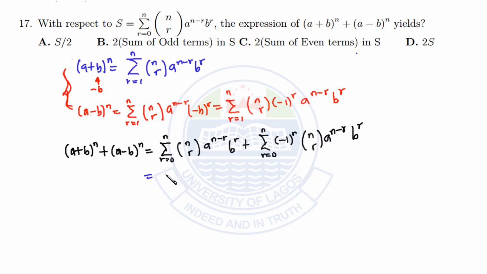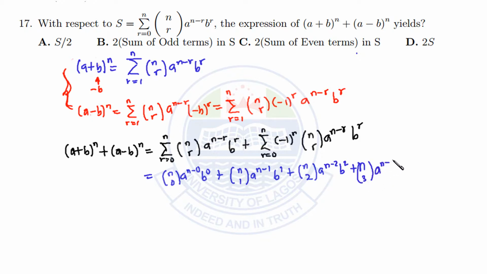I'm going to have this to be what? If I expand this, I'm going to have n combination 0 of A raised to power n minus 0 B raised to power 0, plus n combination 1 A raised to power n minus 1 B raised to power 1, plus n combination 2 A raised to power n minus 2 B raised to power 2, plus n combination 3 A raised to power n minus 3 B raised to power 3, up towards n combination n A raised to power n minus n B raised to power n.